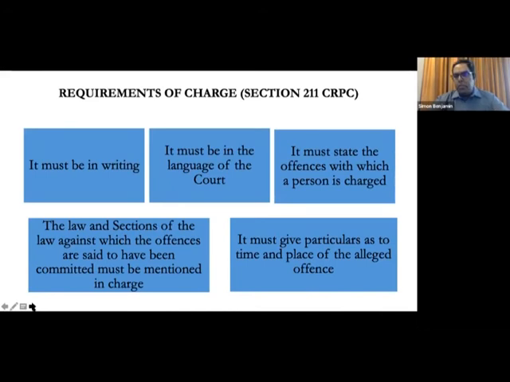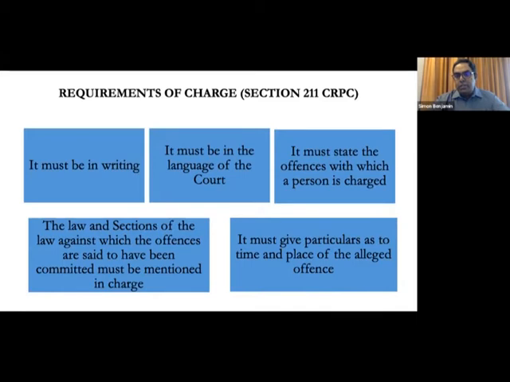There are some aspects which are important from a judge's point of view when they're framing this charge. It must be in written form. It must be in the language of the court, which is why we find that certain vernacular languages are used in certain states where that is the language that is prevalent in that particular state. It must be regarding the offenses that the person is being charged for. It must state those offenses very clearly. The section also has to be the punishing section, which has to be put in the charge.